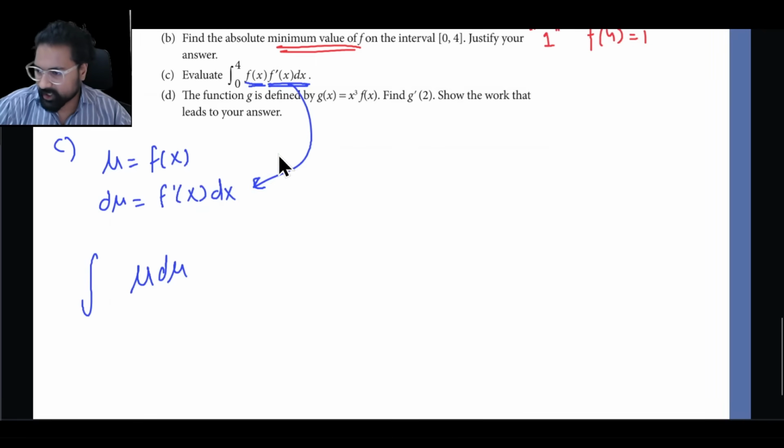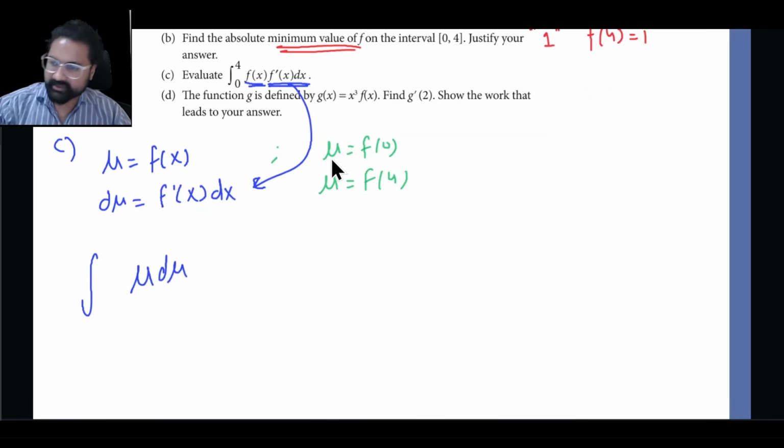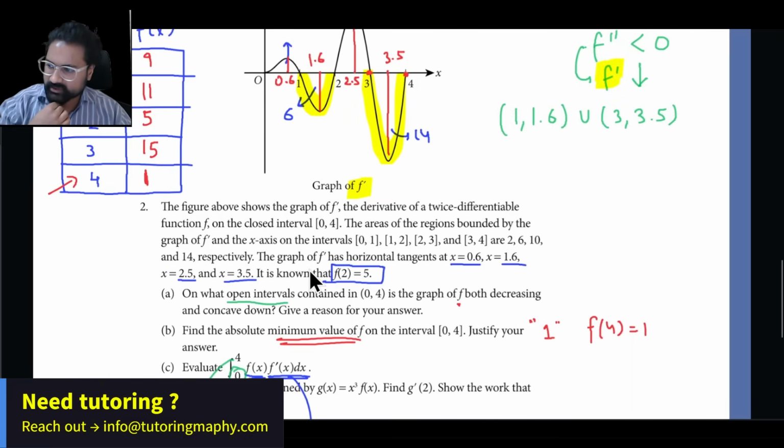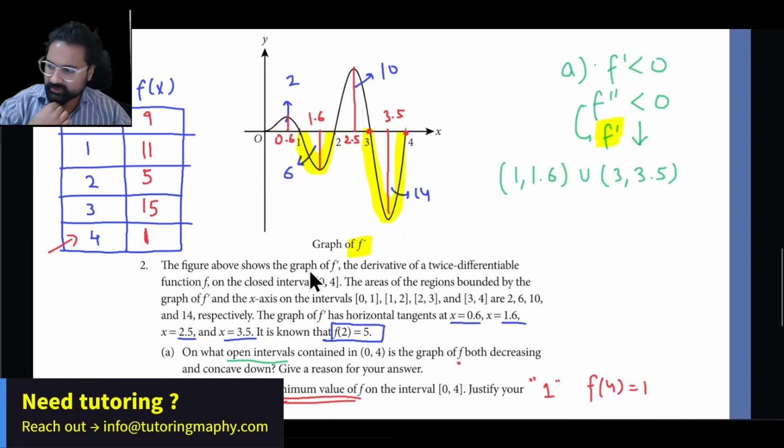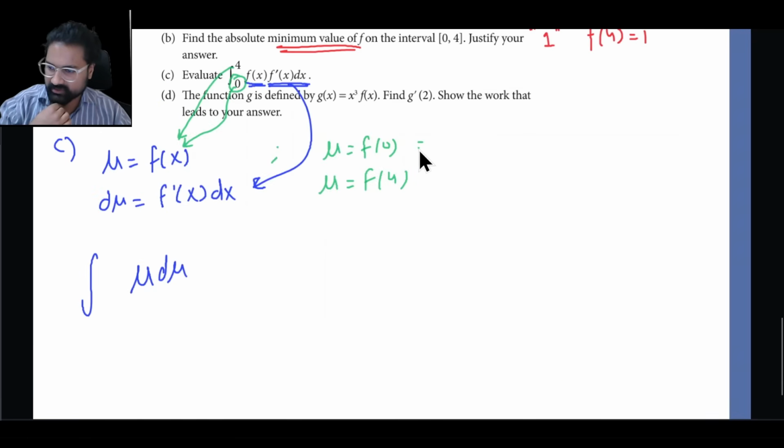Okay, the bounds will become f of 0, that's the first bound, and f of 4, that's the other bound, because these are the bounds of x. And if I plug in x here, one by one, I'll get the bounds of u, right? So the bounds will change. What is f of 0, guys? 9. And what is f of 4? 1. So this is 9 and this is 1.